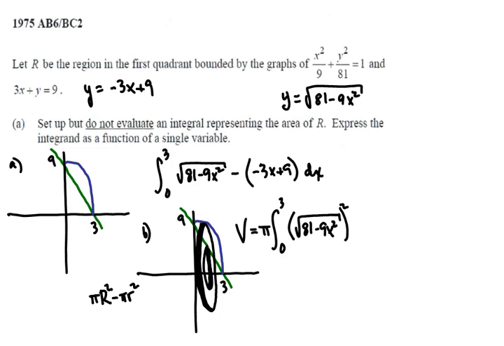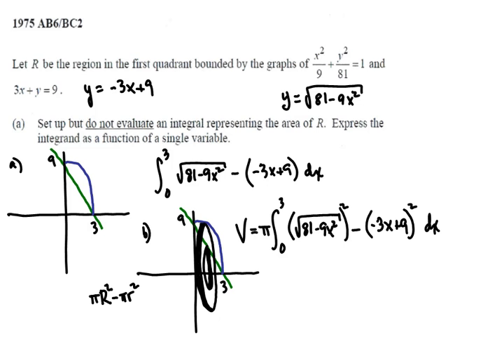of square root of 81 minus 9x quantity squared, that's capital R squared, minus the quantity negative 3x plus 9 squared dx. Again, the simplification is not important here. You want to show that you have pi capital R squared minus pi little r squared there. And so you have pi times the integral from 0 to 3 of square root of 81 minus 9x squared quantity squared minus the quantity negative 3x plus 9 squared. That's it for part B.